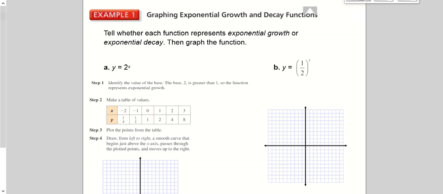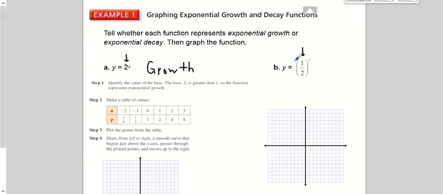Example 1, graphing exponential growth and decay functions. Tell whether each function represents exponential growth or exponential decay. Then graph the function. Remember, we need to look at the base of the power to decide if it is growth or decay. When b is greater than 1, it's growth. So this one, the b value is 2, so this is exponential growth.